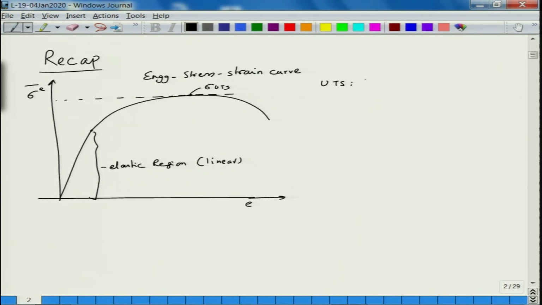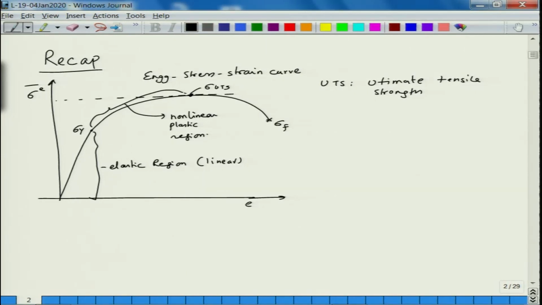So, UTS is ultimate tensile strength. There is a nonlinear increase in the stress as a function of strain. This is the nonlinear plastic region, and then you have a point at which the stress is maximum. So, this is sigma y, this is sigma UTS, followed by sigma fracture and epsilon fracture. Correspondingly you will have epsilon y and epsilon UTS.